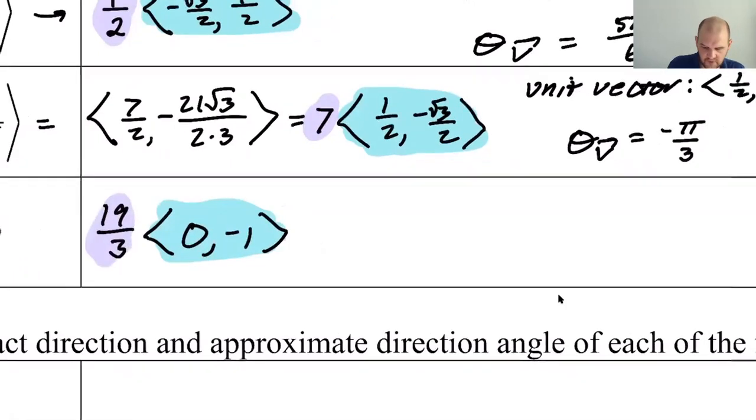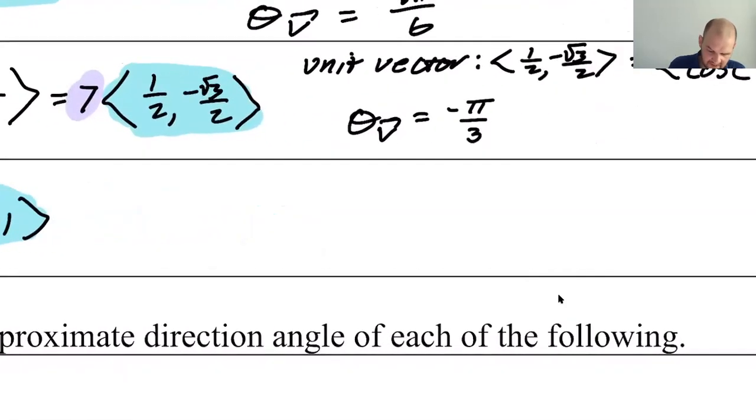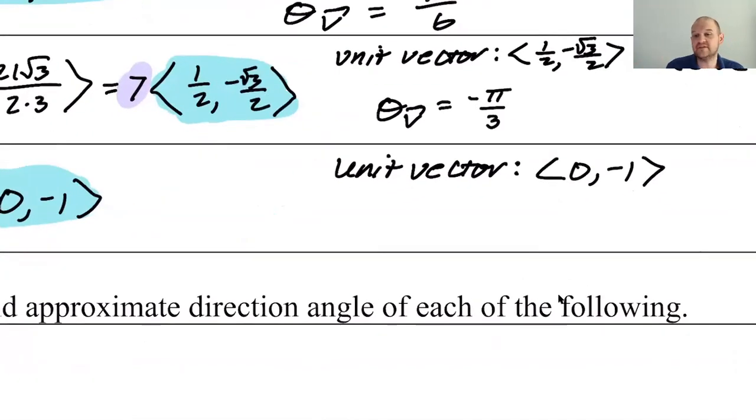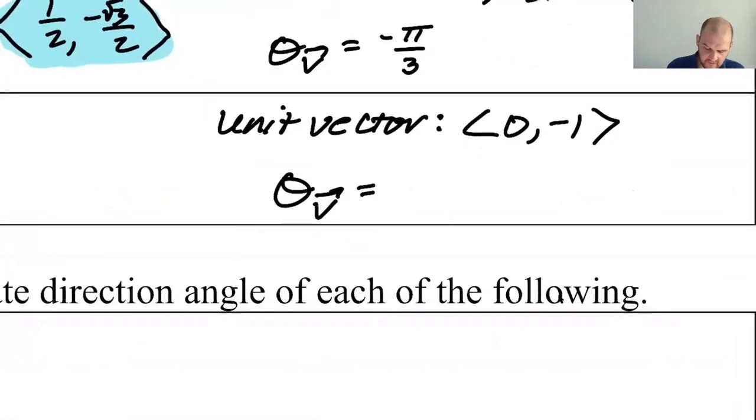And so what is that pointing at? That's pointing at the negative y-axis. So my unit vector is 0, negative 1. The magnitude is 19/3, but again, it's not relevant to this problem. Scalar multiples are usually just in the way. And then we want to say 3 pi over 2, but we're not allowed because that's not between negative pi and pi. So instead we'll say negative pi over 2.